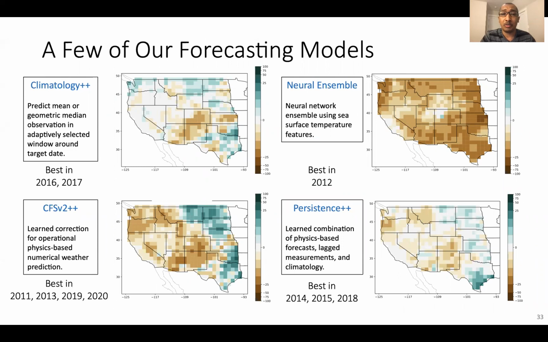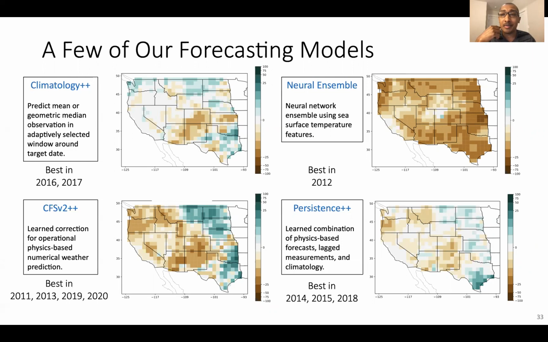So on top of that data set, we've built a diversity of forecasting models. And so here's a snapshot of a few of them. One we call climatology++. It's a relatively simple model and predicts the mean or geometric median observation in an adaptively selected window around the target date. So it's a locally constant prediction model. A second is a neural ensemble model. It's an ensemble of a large number of randomly hyperparameterized neural networks that use sea surface temperatures as input. We have what we call CFSV2++. This is a learned correction for that operational physics-based numerical weather prediction model that I mentioned earlier, but that often performs much better than the original. And then also Persistence++. It's a learned combination of physics-based forecasts, lagged measurements, and climatology.